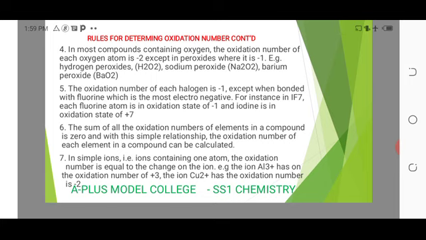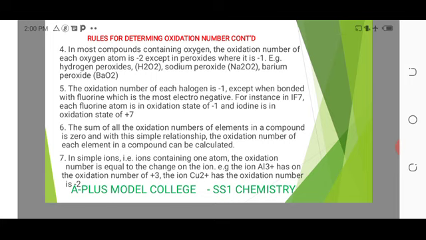Number 5 is that the oxidation number of each halogen, whether fluorine, chlorine, iodine, bromine, all these halogens, the group 7 elements, is always -1. Now, the next one is that the sum of all oxidation numbers of elements in a compound is 0. This is really used when we are calculating oxidation numbers of elements. The addition of all the oxidation numbers of elements is 0. We're going to practicalize this as we go further.